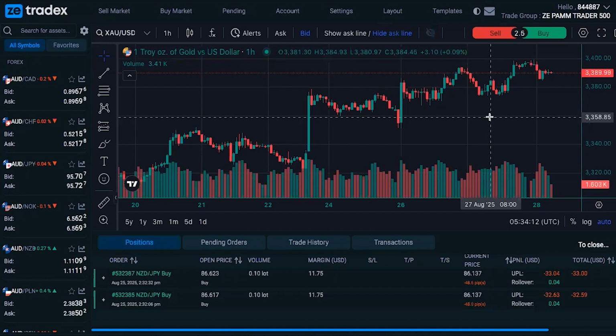Today we're looking at the analysis on the precious metal gold. First, we'll be talking about fundamental analysis, and then we move right down to technicals, which is going to be purely what we'll be seeing on the chart.